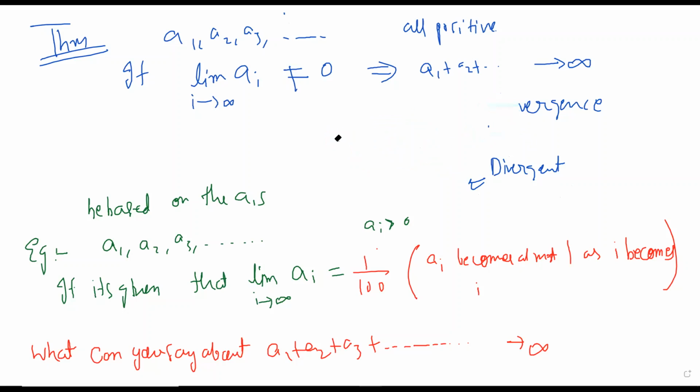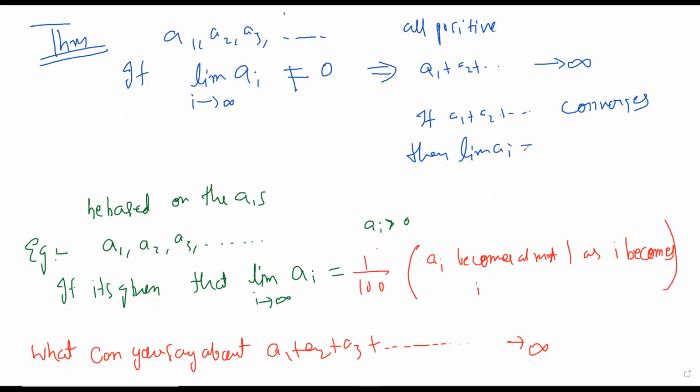In our situation, the case is simple because everything is positive. So it either converges or it just goes to infinity. So this is our theorem. You could also write it in the reverse way. The better way to write it is that if the sum converges, then limit a_i is equal to 0.